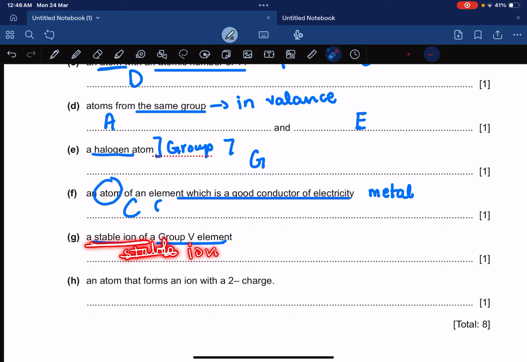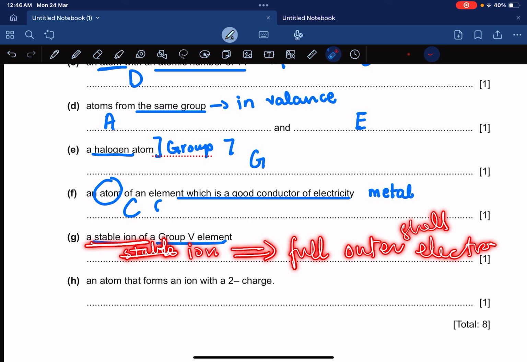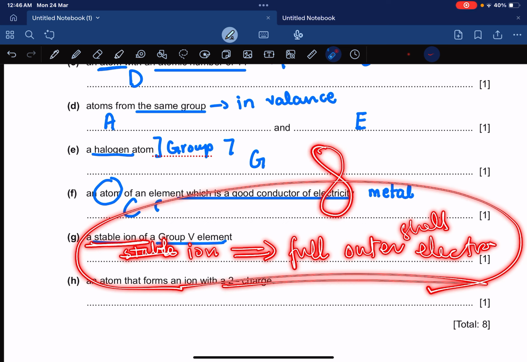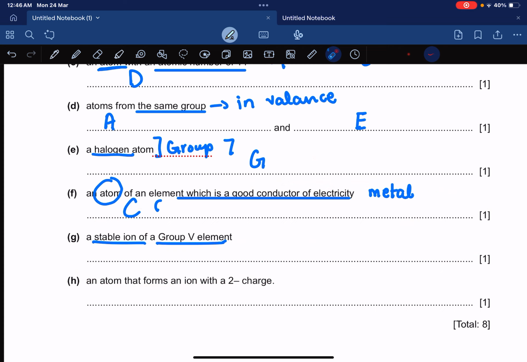Ion means that it has full outer shell electrons. Okay? Full outer shell electrons. Iska matlab hai the last shell should have 8 electrons because it's a stable ion. It has either gained or lost electrons, whatever it has done to stabilize itself, means obtain the electronic configuration of a noble gas. So it should have 8 electrons.